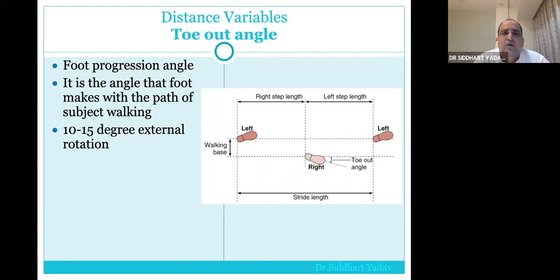Now, toe out angle, also called the normal foot progression angle. It is the angle the foot makes with the path of the subject walking. It is 10 to 15 degrees external rotation. Normally, in an abnormal gait, as we'll see later, whether in-toeing or out-toeing gaits, this becomes abnormal.